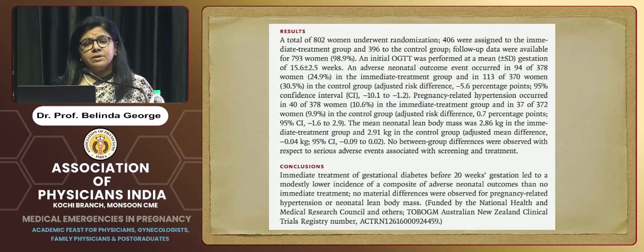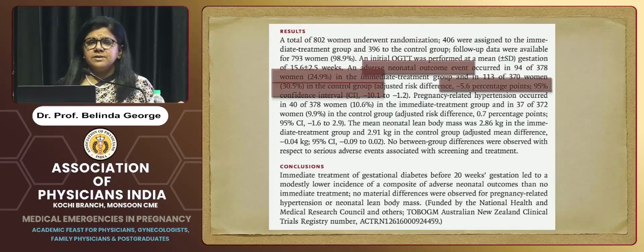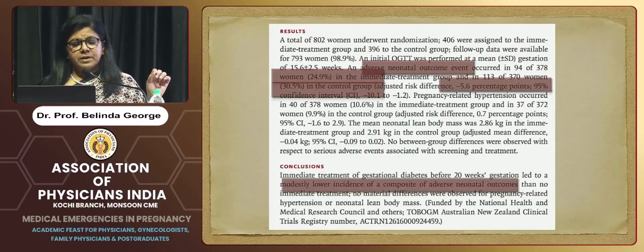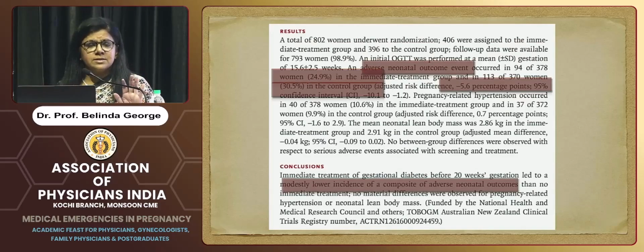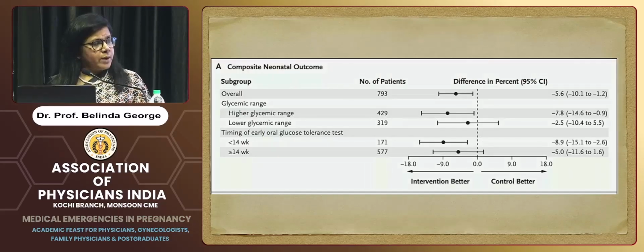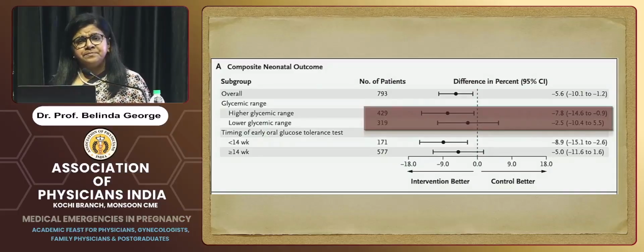And here in TOBOGM, they found that with early intervention there was some difference, particularly driven by neonatal respiratory distress, because of which they concluded that there is a modest benefit in treating early GDM. And if you look at the subgroup analysis, women who had higher glycemia, which means glucose values above roughly 95, 190 and 163, if it crossed these values, they are the ones who had maximum benefit from early intervention.